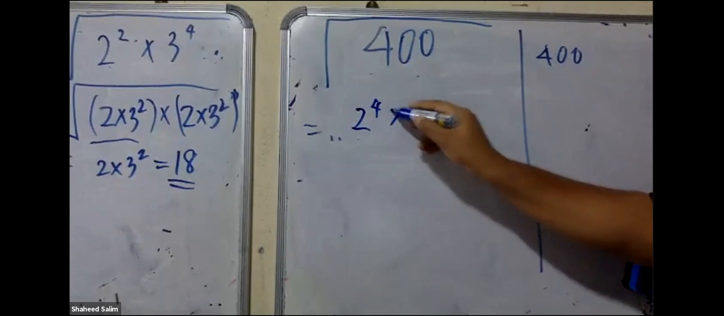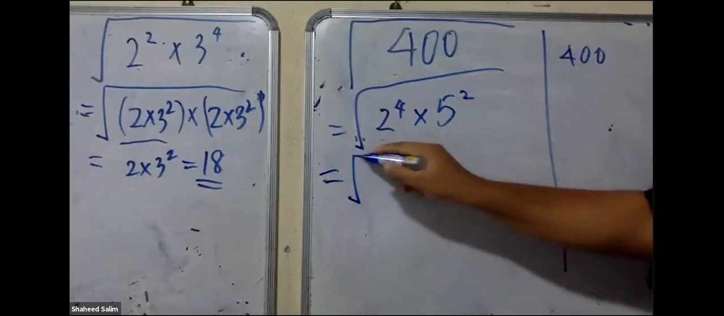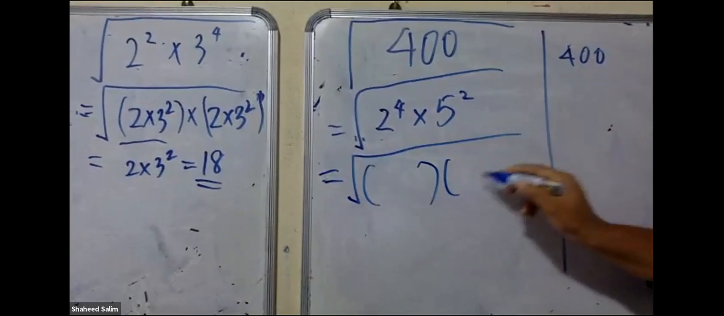Two to the power of 4 times 5 to the power of 2. Good. Okay, now divide this into two groups. You tell me what are the two numbers.